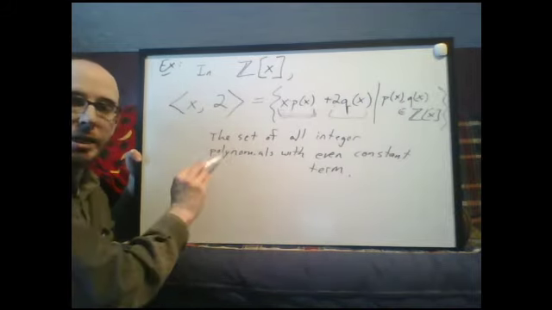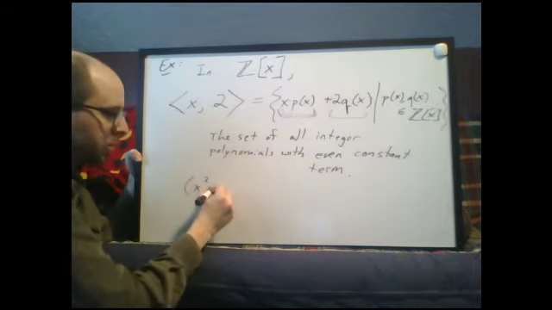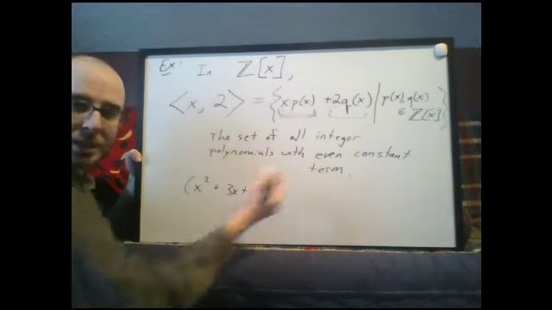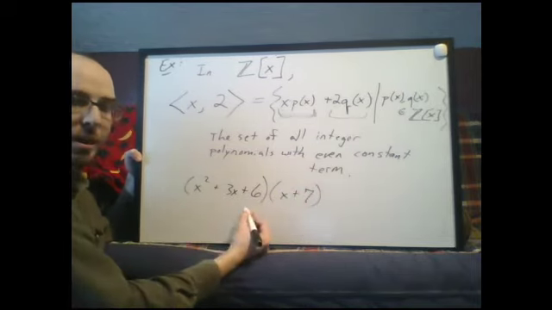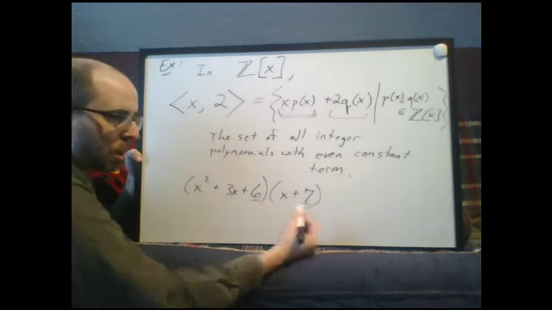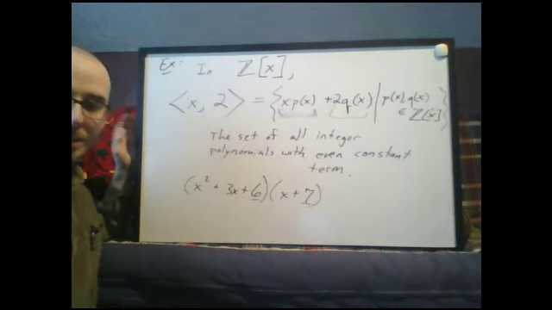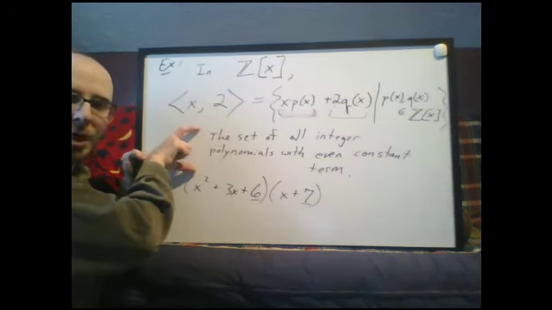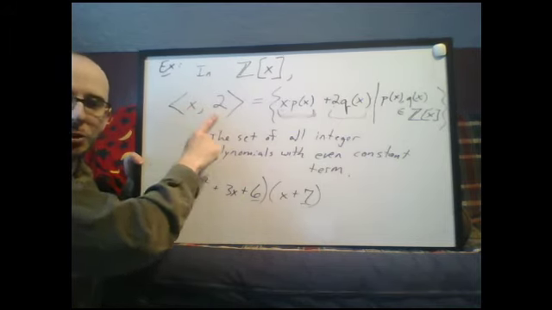If I take one polynomial that satisfies this, like x squared plus 3x plus 6, and I take another polynomial that doesn't satisfy this, like x plus 7, when I multiply them, the new constant term is going to be the product of these two constant terms. Since one of them is already even, that product will be an even constant term. So this set that I've described in words here satisfies the ideal test. Now it happens that we can generate it this way, with x and with 2.